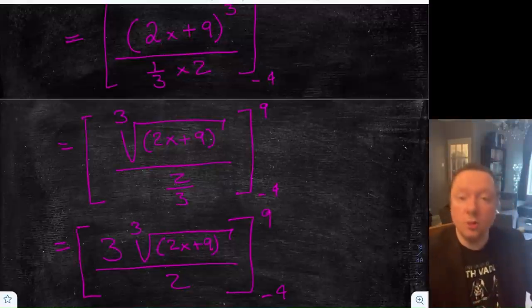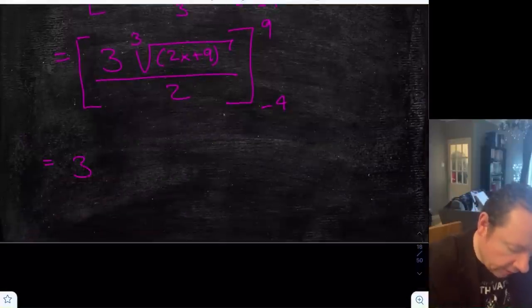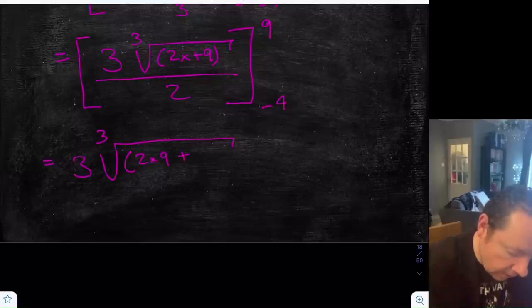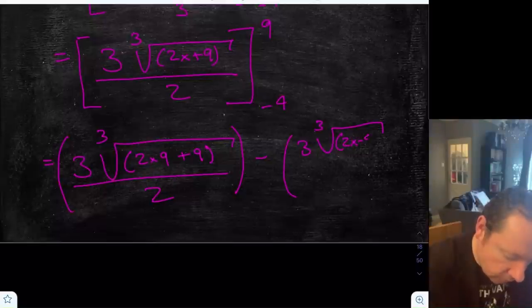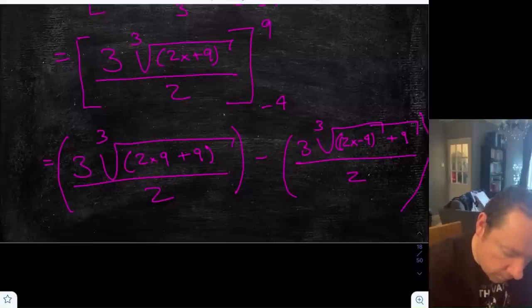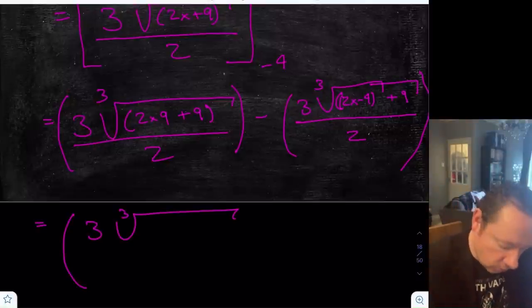And now I'm ready to substitute my numbers in. So substitute 9 in, take away, substitute minus 4 in. So subbing in my numbers, get 3 times the cube root of 2 times 9 plus 9 all over 2. I'll just put that in big brackets. Minus 3 times the cube root of 2 times minus 4 plus 9. I'll just make that clear that that's separate, all over 2. And now we can work some of that out. So that's 3 times the cube root of, 2 9s is 18, 18 and 9 is 27, over 2.